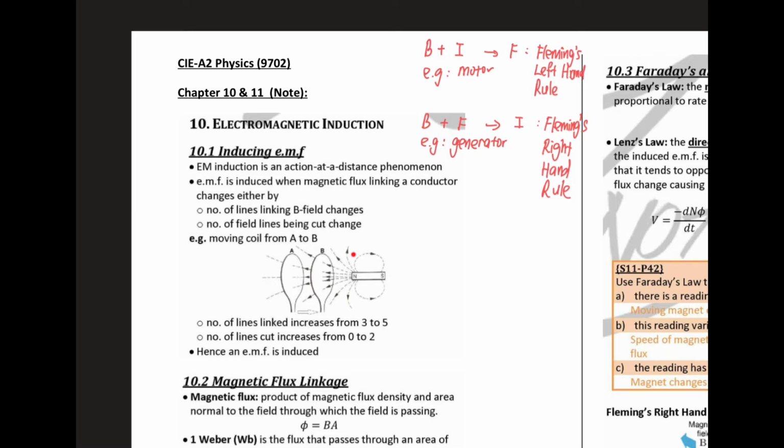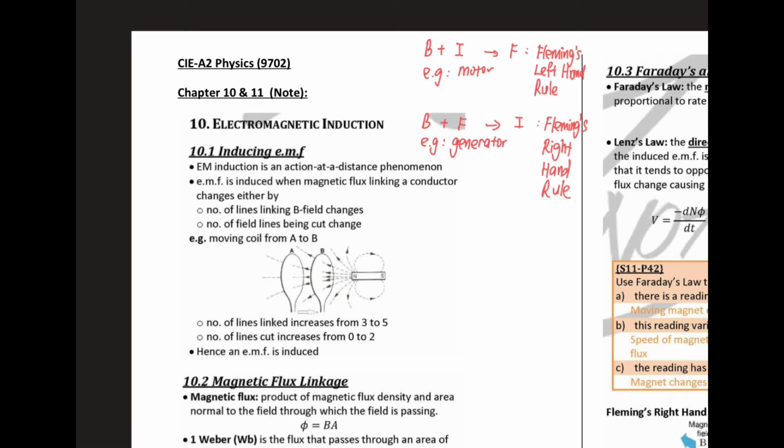So the magnet and the conductor are not touching, but they can produce current. Now second point, EMF is induced when magnetic flux linking a conductor changes, either by the number of lines linking the magnetic field changing, or the number of field lines being cut changing. So they are trying to tell us two situations where the EMF is induced.